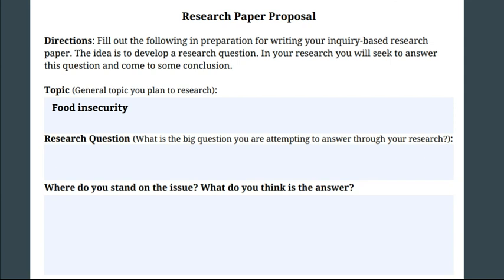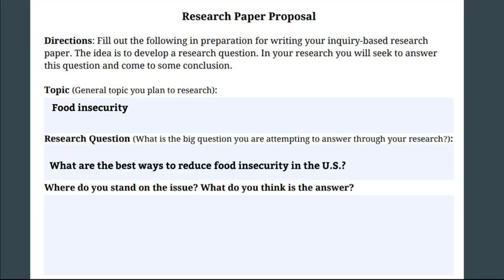But within that topic, I need to develop a research question. This is the question that I'm seeking to answer through my research. I shouldn't already know the answer to the question because that makes it not really a research project or research paper. So my research question that I'm going to be working with is, what are the best ways to reduce food insecurity in the US? There are many other questions I could use, but this is the one I'm going to focus on.